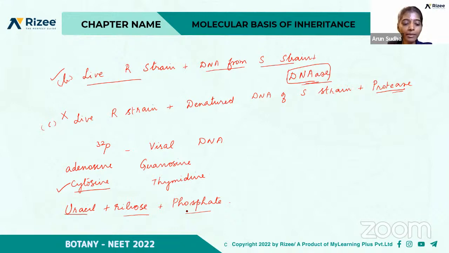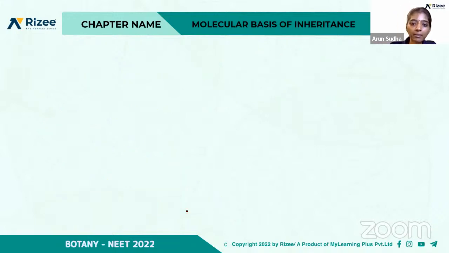The next question: the DNA double helix model was proposed based on X-ray diffraction data produced by option A, Frederick Miescher; option B, Watson and Crick; option C, Wilkins and Franklin; option D, Erwin Chargaff. Option C is the right answer, that is Wilkins and Franklin.